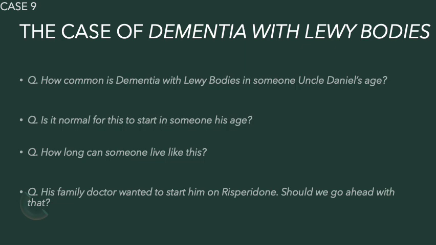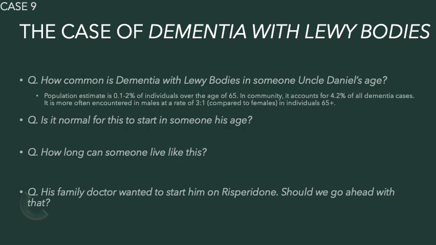Now let's respond to these questions. How common is dementia with Lewy bodies in someone Uncle Daniel's age? Population estimate is 0.1 to 2% of individuals over the age of 65. In community, it accounts for 4.2% of all dementia cases. It's more often encountered in males at a rate of 3 to 1 compared to females in individuals over the age of 65.